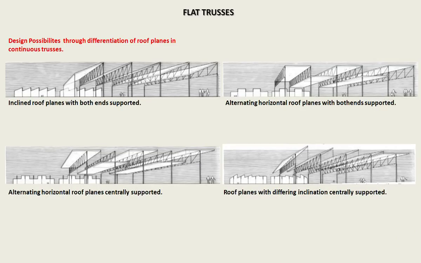And the design possibilities through differentiation of roof planes in continuous trusses. Inclined roof planes with both ends supported. Turning horizontal roof planes with both ends supported. And the third one, alternating horizontal roof planes centrally supported. And the last one, roof planes with differing inclination centrally supported.